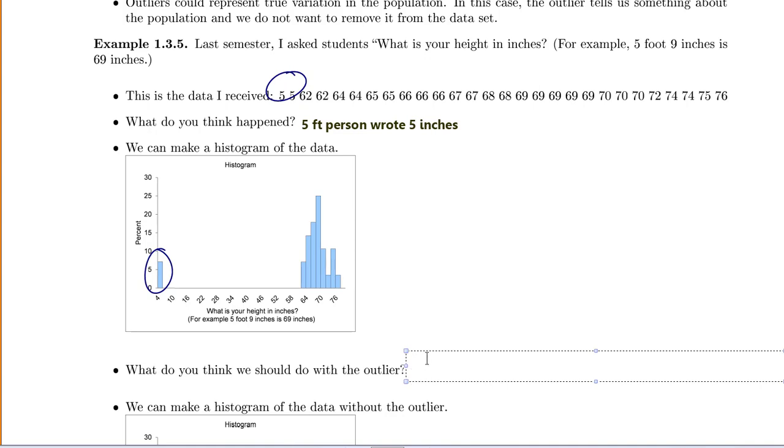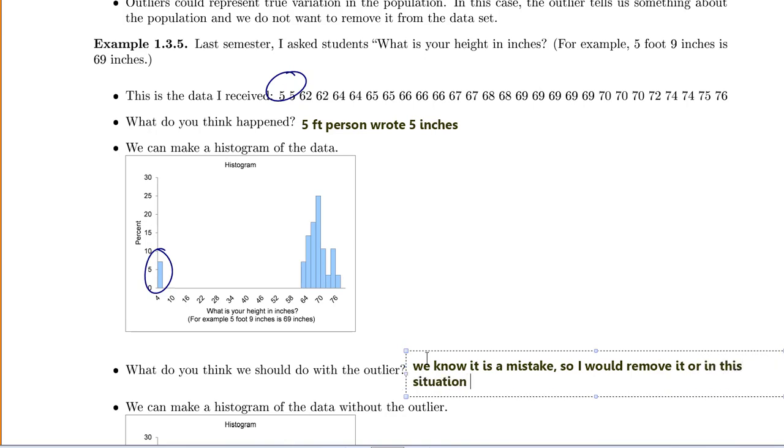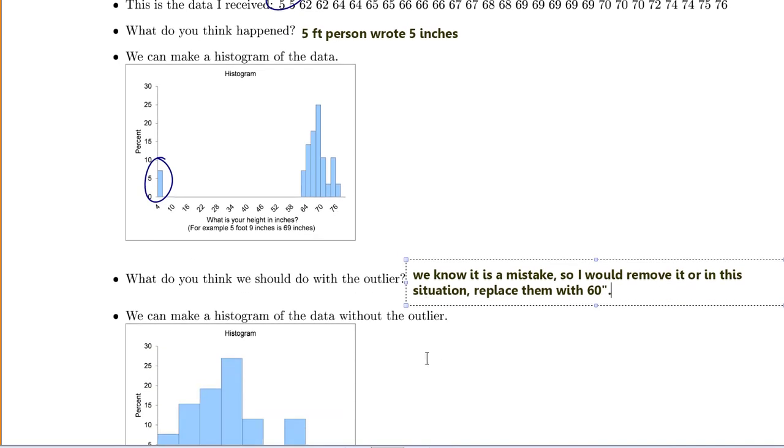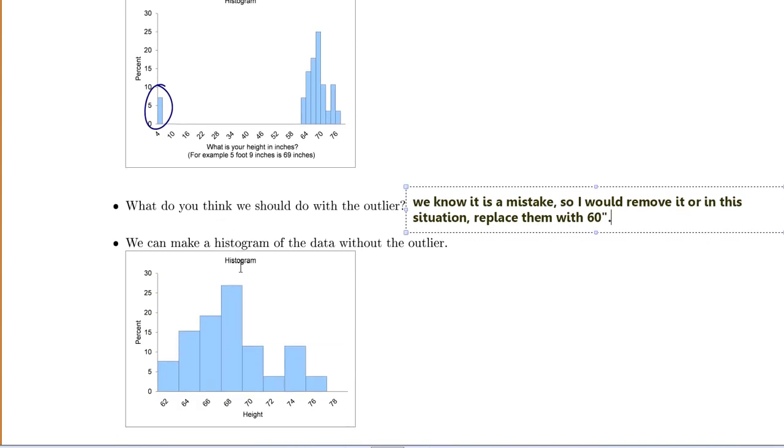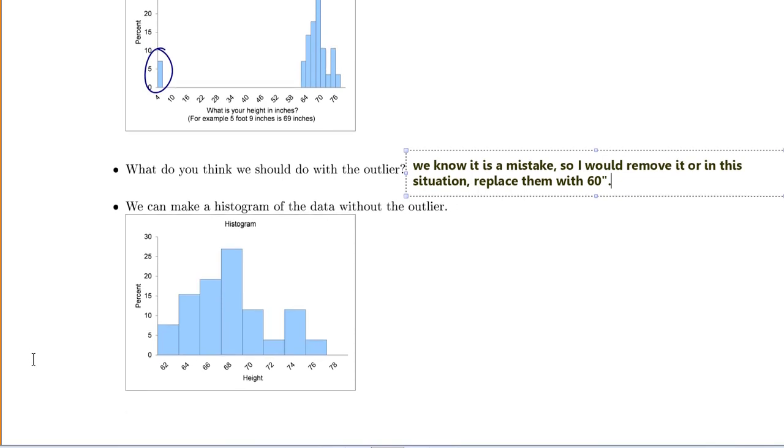In this case, we know it was a mistake because no one's 5 inches tall. So I would remove it, or in this situation, replace them with 60 because 5 foot is 60 inches. We could then make a histogram of the data without the outliers if I just removed it, and notice how it looks quite a bit different. You don't see that actual outlier anymore.